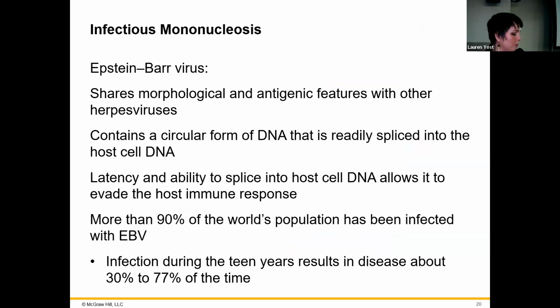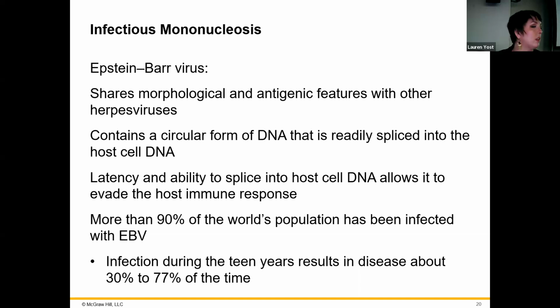So we're moving on to infectious mononucleosis. This is caused by a virus. This is Epstein-Barr virus, which is a herpes virus. It's DNA, and it does splice itself into the host DNA. So once you have had mono, you have it forever, just like with chickenpox or any other herpes virus. More than 90% of the world's population has been infected with EBV.